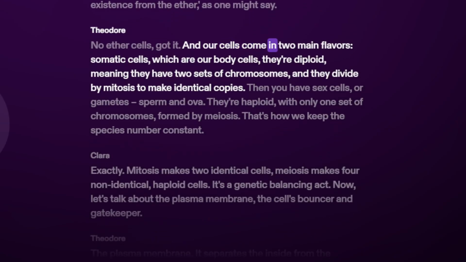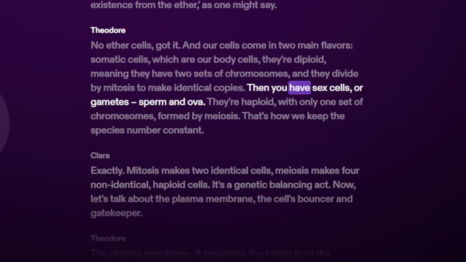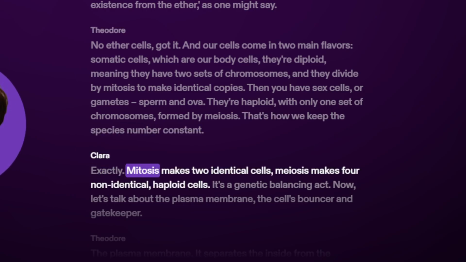And our cells come in 2 main flavors. Somatic cells, which are our body cells, they're diploid, meaning they have 2 sets of chromosomes, and they divide by mitosis to make identical copies. Then you have sex cells, or gametes, sperm and ova. They're haploid, with only 1 set of chromosomes, formed by meiosis. That's how we keep the species number constant. Exactly. Mitosis makes 2 identical cells. Meiosis makes 4 non-identical haploid cells. It's a genetic balancing act.